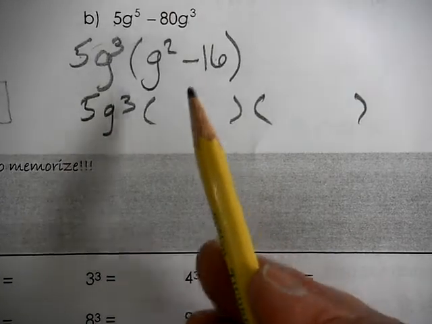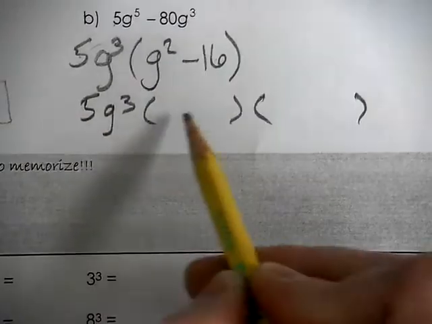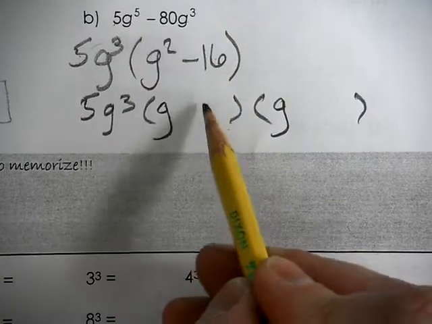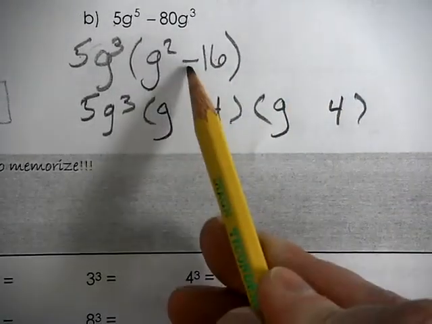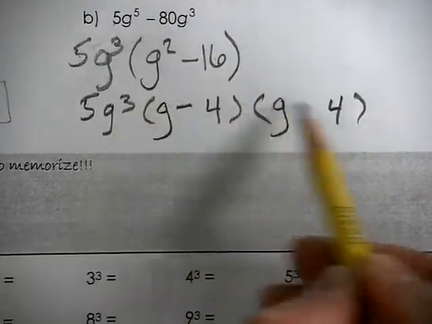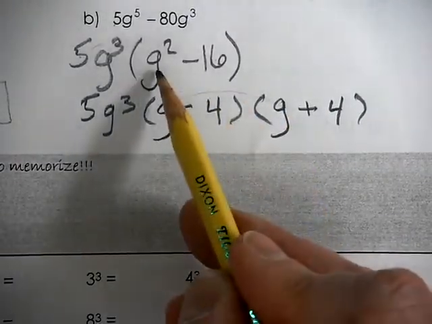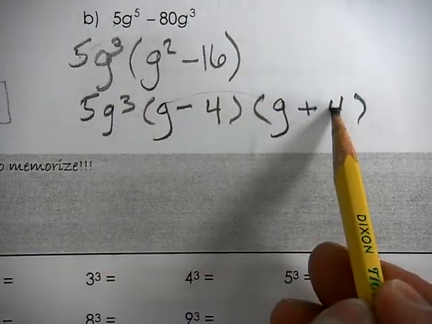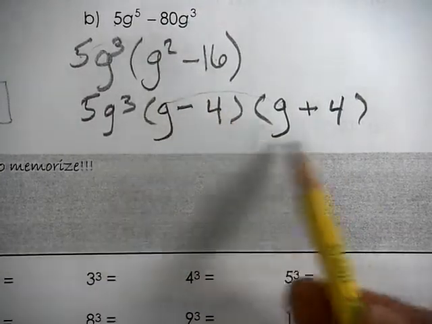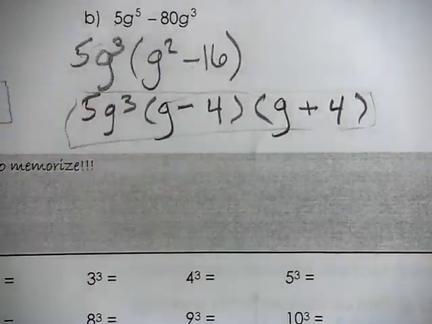So to factor this by the difference of 2 squares, we're going to take the square root of the first term and the square root of the last term. And then you're looking for 2 terms that are going to multiply to be a negative. You can test this. G times G makes g squared. G times a positive 4 and g times a negative 4 makes 0 for the middle, and 4 times 4 makes 16. So there we have factored it completely.